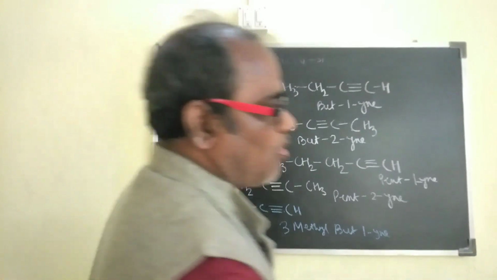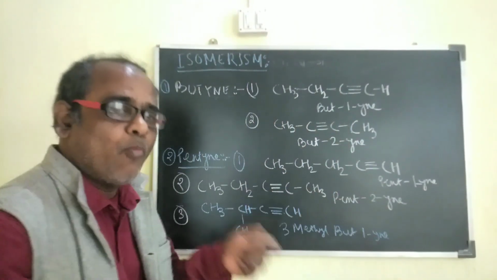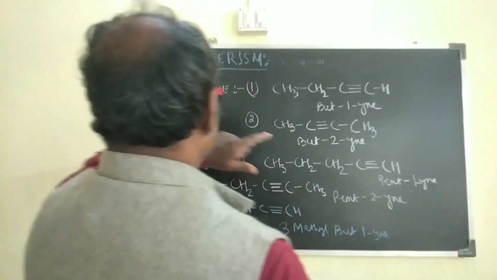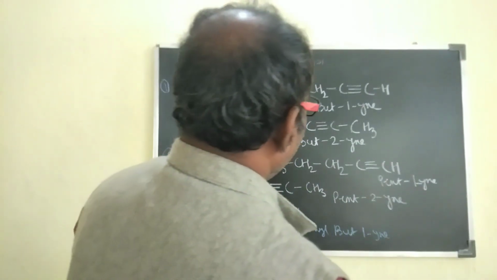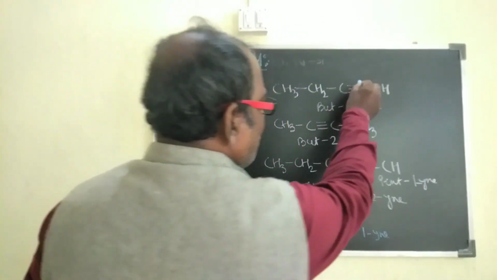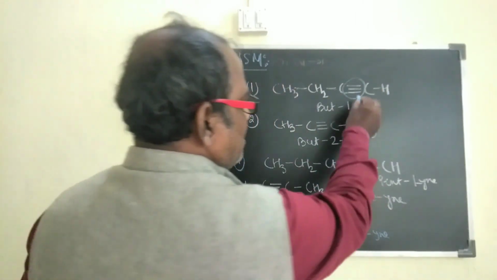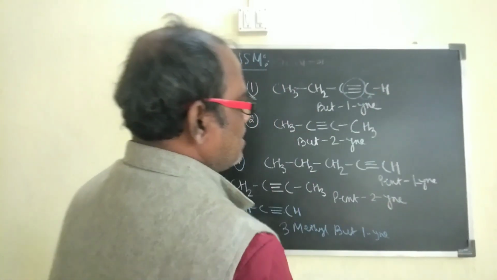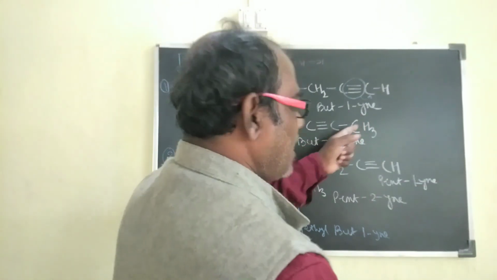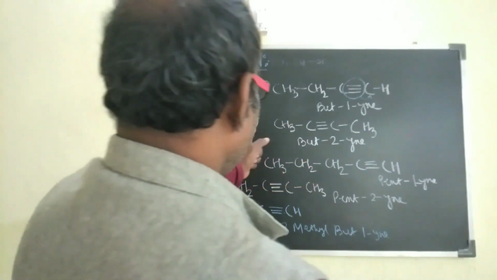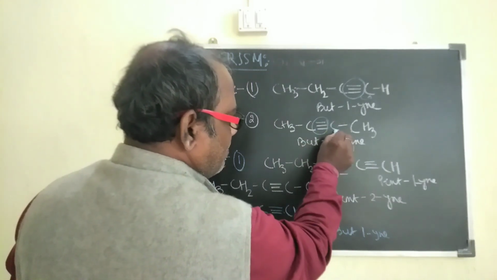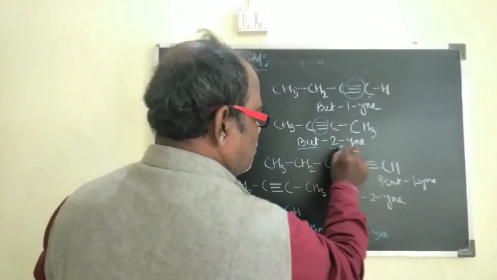Now we go with the isomerism of alkyne. Alkynes with 4 or more carbon atoms can form isomers. With 4 carbon atoms, in case of butyne, we can see that it forms only position isomerism. Position isomerism means the bond position changes. Here the bond is with the first carbon, so we write but-1-yne. And in the second, the position has been changed. This bond is with the second carbon atom, so we write but-2-yne.